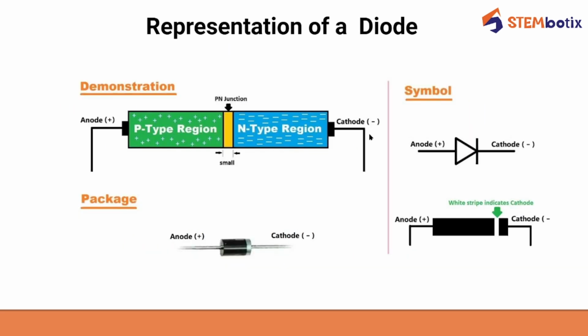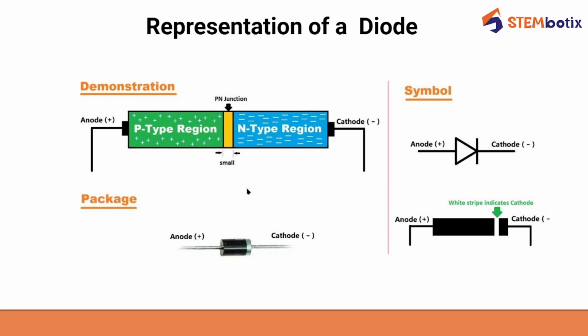So this is the representation of a diode. This is how a real-life diode looks, and this is the schematic representation. Whenever there is a diode in a circuit, this is how we represent it. And this is how we represent a diode in some diagrams. These are used in diagrams to denote a diode.